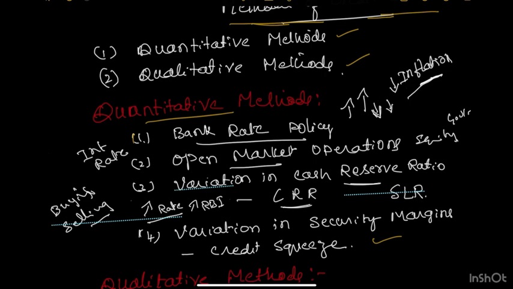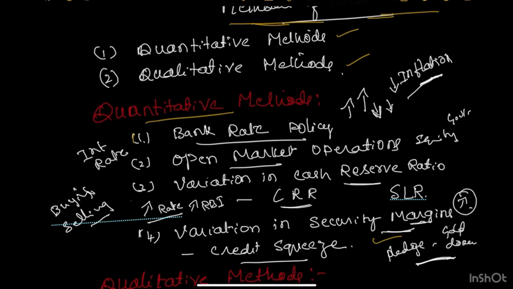Okay. And we have one more, that's called variation in security margin. Whenever the banks provide loans and advances, they get some security. Security means any documents or any sort of assets as security to provide the loans. Maybe in terms of pledge or in terms of hypothecation, mortgage, whatever it may be. It may be gold or it may be any documents. So when they get these documents or assets to provide the loans, they have to keep a certain margin based on the market value of the property they are taking to grant the loans.